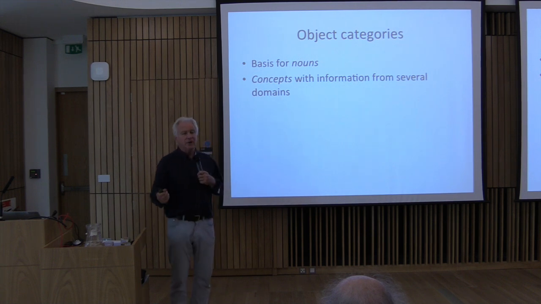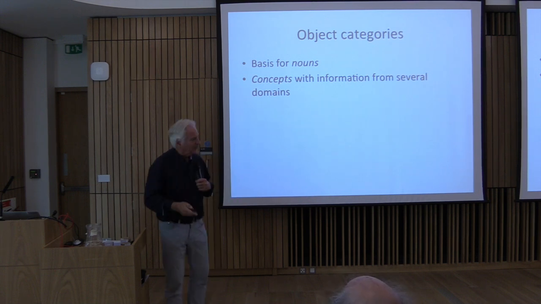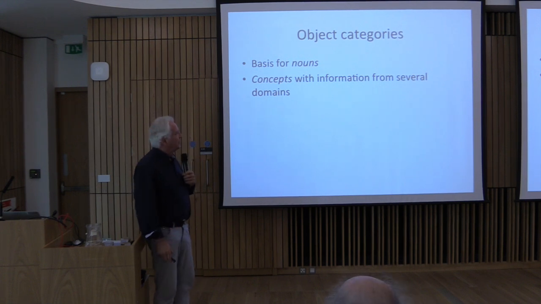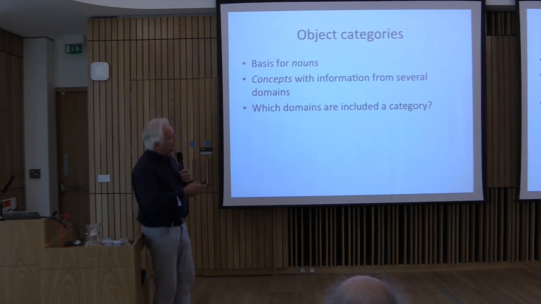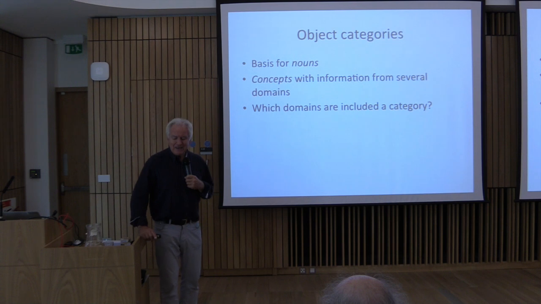A dog has a shape, a color, a smell, well, maybe not a taste. You don't normally taste dogs, but it has a size and a weight and a sound, and it eats things and so on. There are lots of domains in understanding what a dog is. So one question is, of course, which domains are included in a category? And I don't have any really good answer to that.